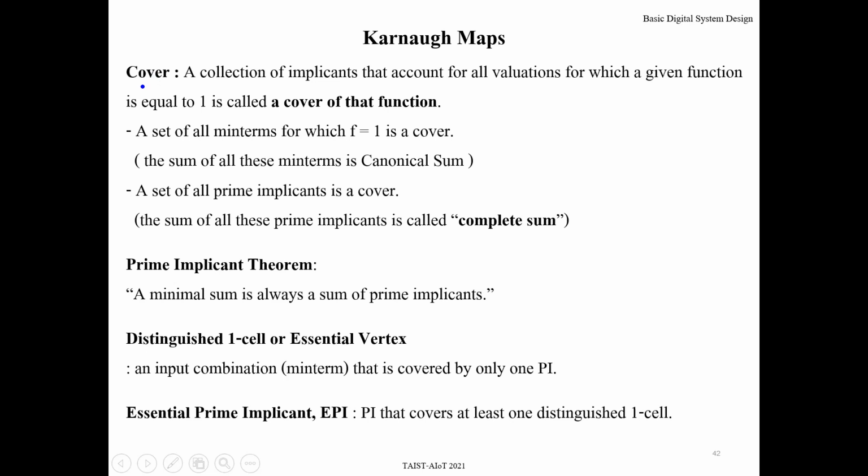Okay, the next term, cover. A cover is a collection or set of implicants that accounts for all variations for which a given function is equal to 1. It's called a cover of that function. For example, the set of all minterms is a cover, because all minterms make the function 1, right? Or the sum of all prime implicants is also a cover. This is called the complete sum. If you sum all minterms, you obtain the canonical sum.